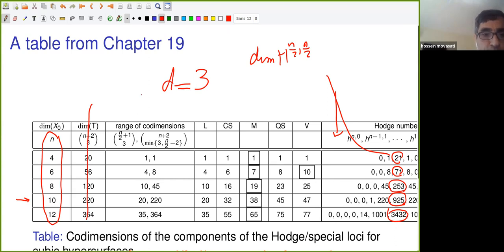The range of codimension is written in this part. You see that for cubic fourfold, all the Hodge loci are of codimension one, and actually in this case, integral, and the Hodge conjecture is true, and even the rational first by Griffiths and Clemens, and then the integral by Voisin. But you see that starting from a cubic sixfold, the range of codimension for cubic hypersurfaces starts to be something non-trivial. In this case it will be between 4 and 8. In this case, it will be between 10 and 45 and so on. It's getting bigger and bigger.